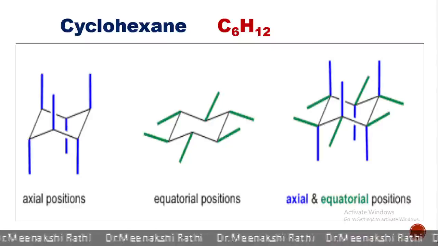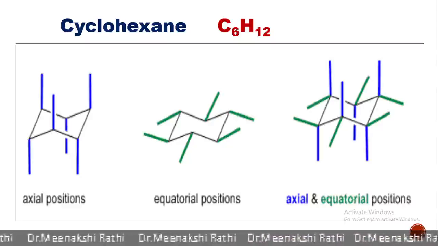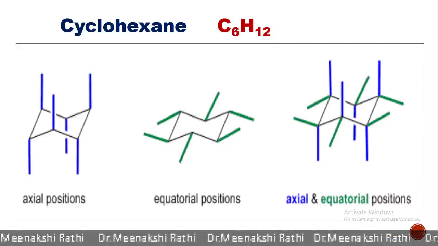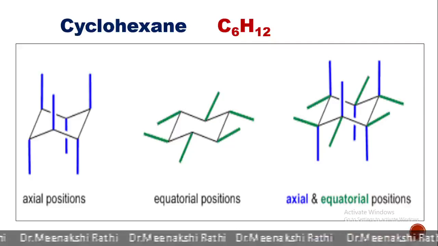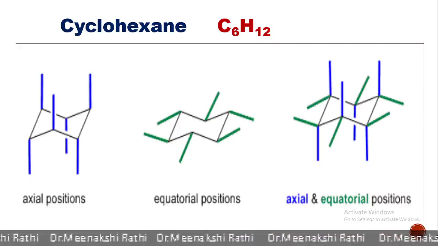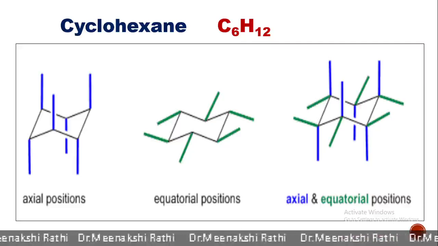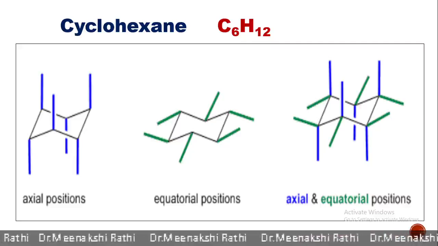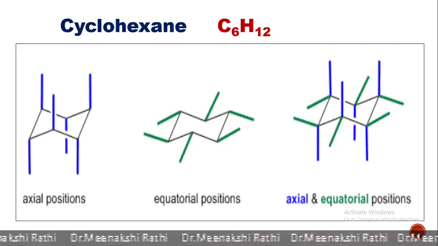Now, let's begin with the conformation of cyclohexane and different types of hydrogen atoms present in the cyclohexane. In cyclohexane, that is C6H12, there are 12 hydrogen atoms. All of them, however, are not equivalent.